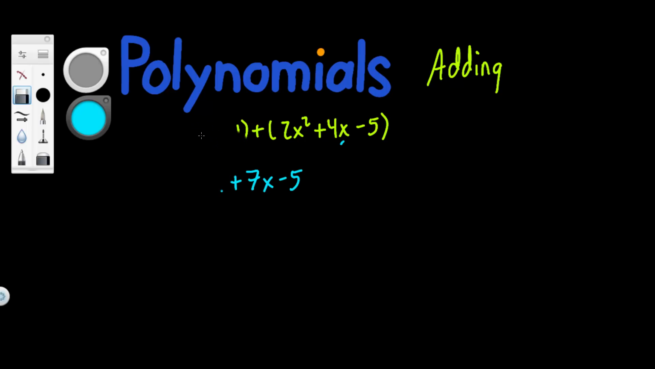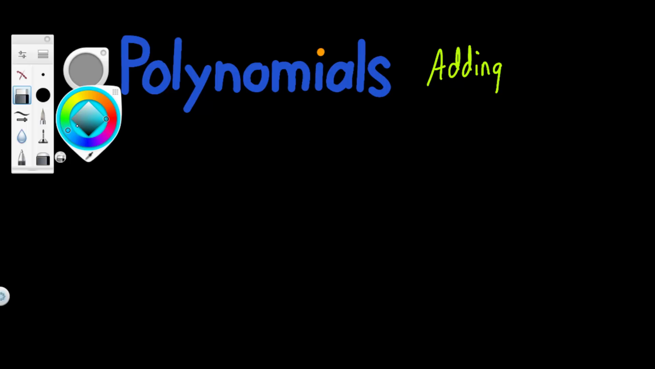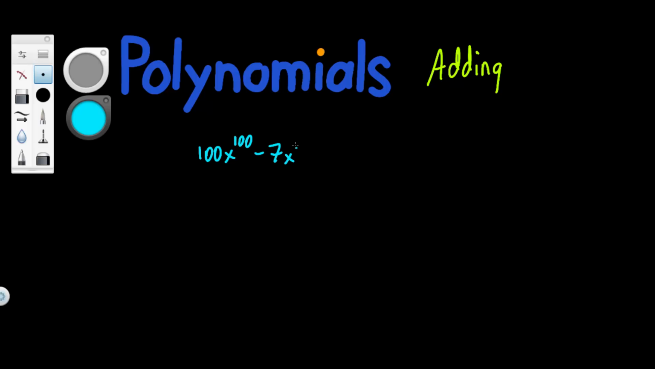So let's try another one here. We could have an equation such as 100x to the 100 minus 7x squared plus 3x to the third plus 2x squared minus 99x to the 100. And so let's start working on this one.